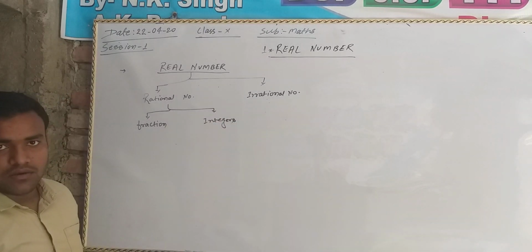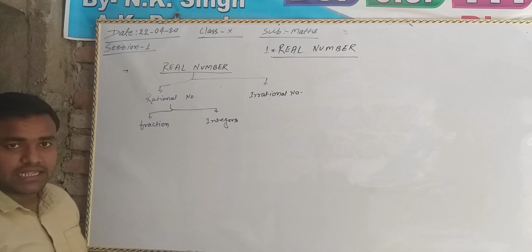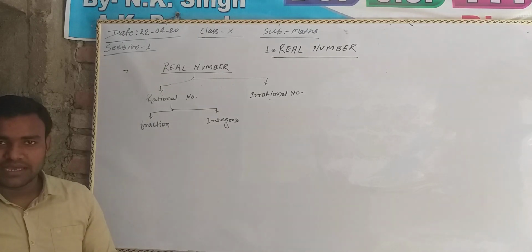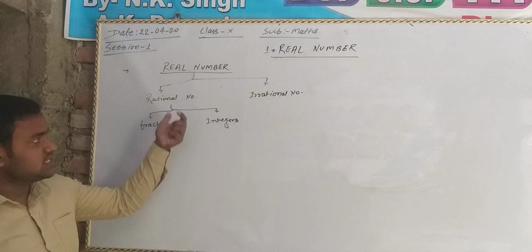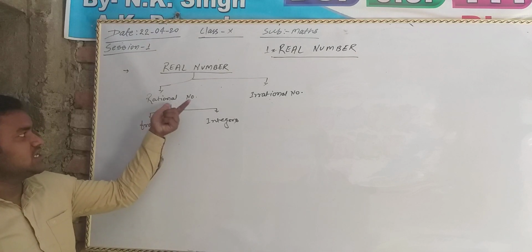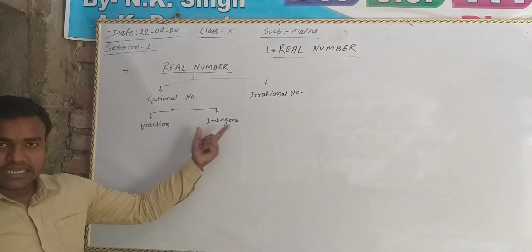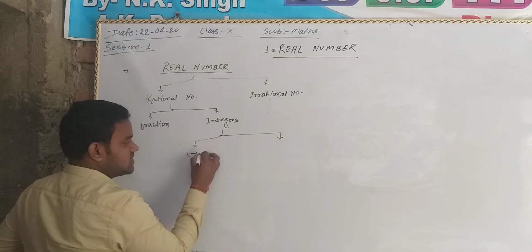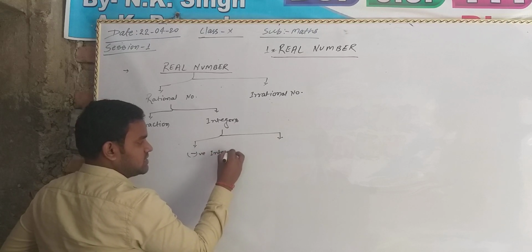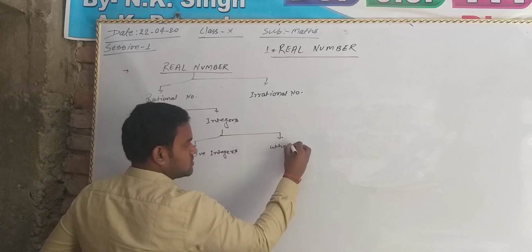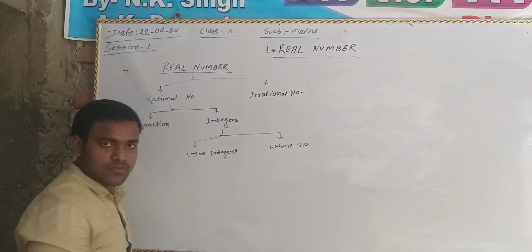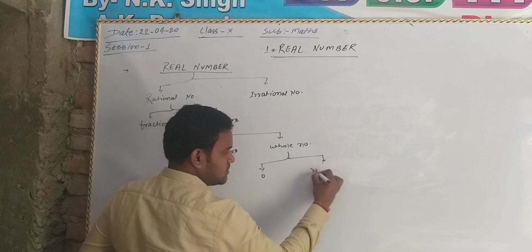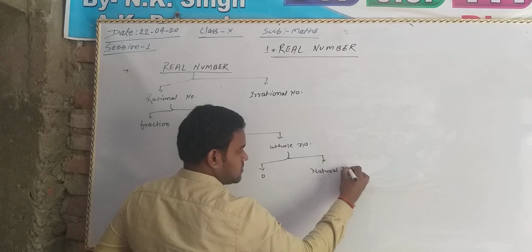What is a rational number? Every number which can be written in the form p by q, where q is not equal to 0 and p and q are integers, is known as a rational number. Rational numbers consist of all fractions and also integers, and integers contain negative integers with whole numbers, and whole numbers consist of 0 and natural numbers.